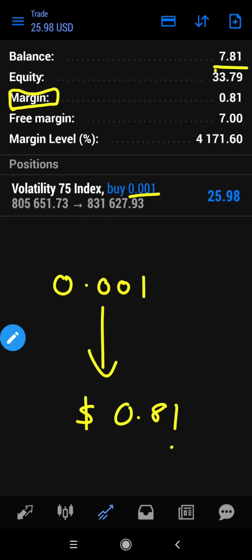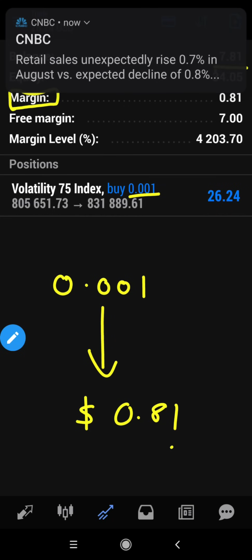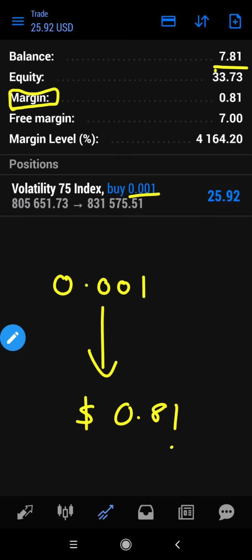But this doesn't mean that we have to take more trades at the same time. This is where you guys are getting it wrong, right?